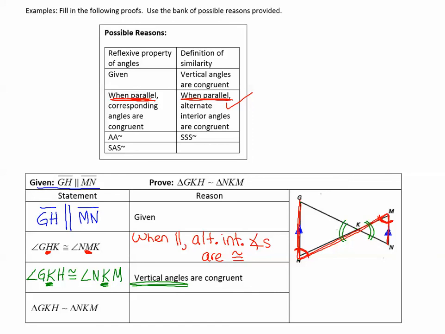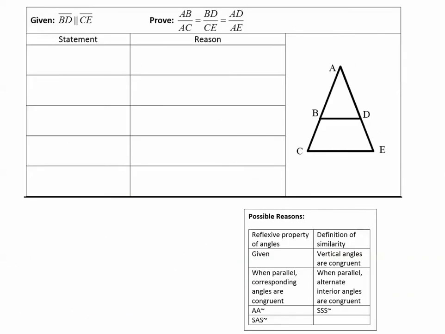Finally, I do have enough information to say that the triangles are similar, like I was trying to prove. So which of my similarity postulates or theorems is it? Well, here's an angle mark, here's an angle mark, and they didn't say anything about the sides, so that would be the angle-angle similarity. Let's try one more.